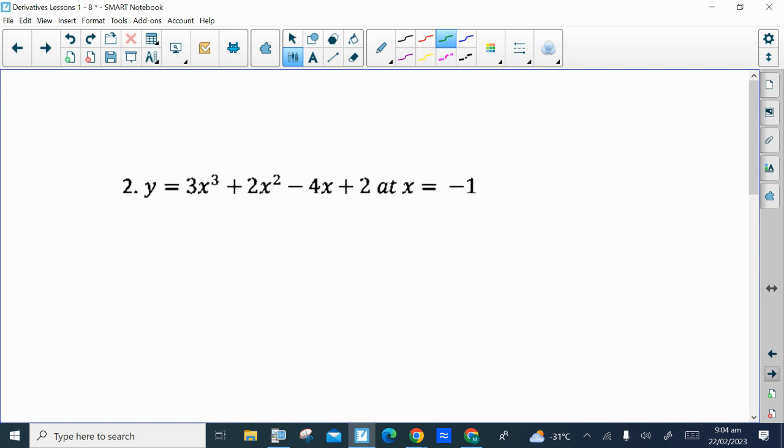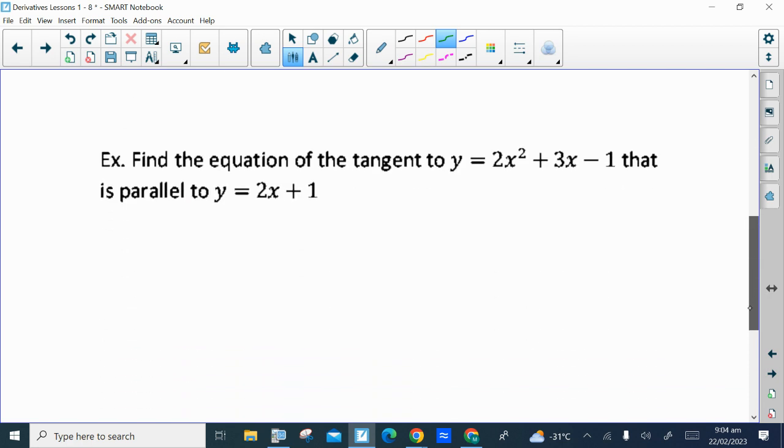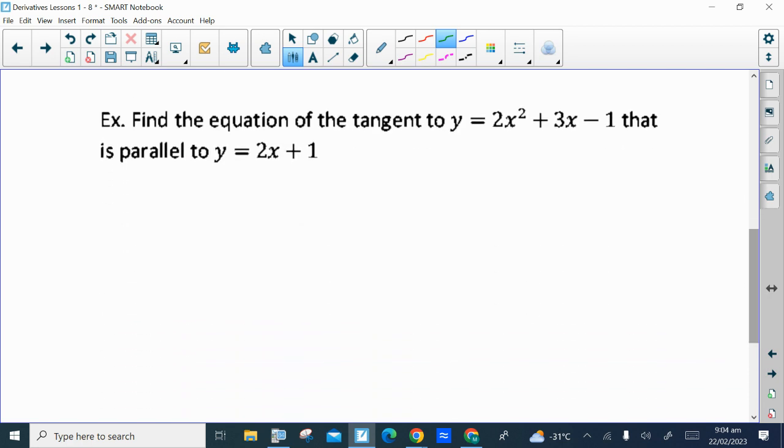This next one is very straightforward. It's done exactly the same way. So I'm just going to skip it and go on to this question. Find the equation of the tangent to the curve 2x squared plus 3x minus 1 that is parallel to y equals 2x plus 1.